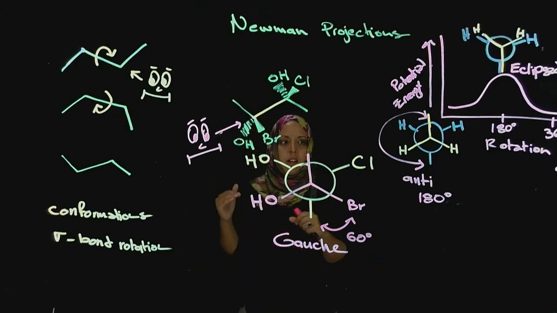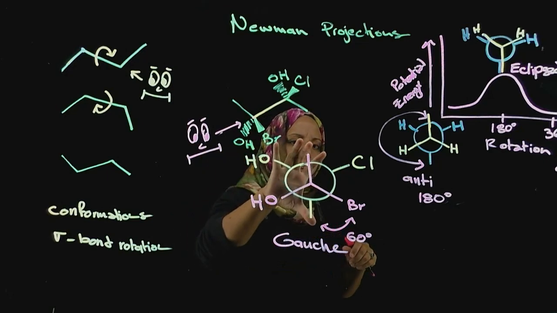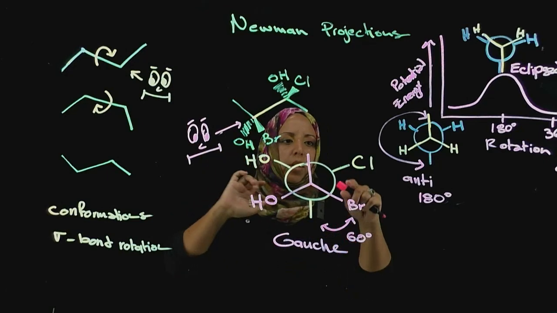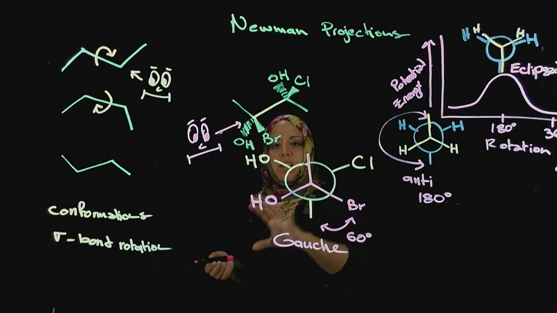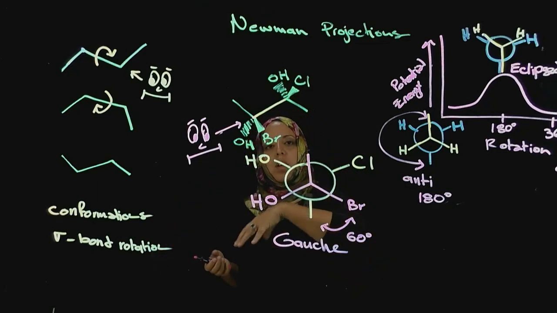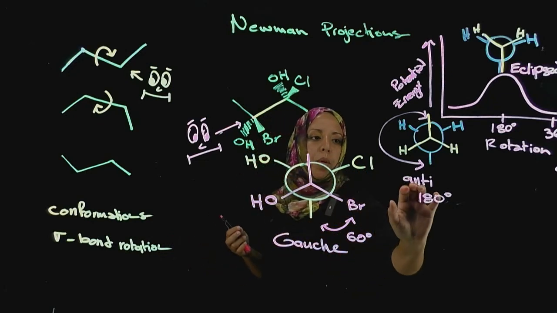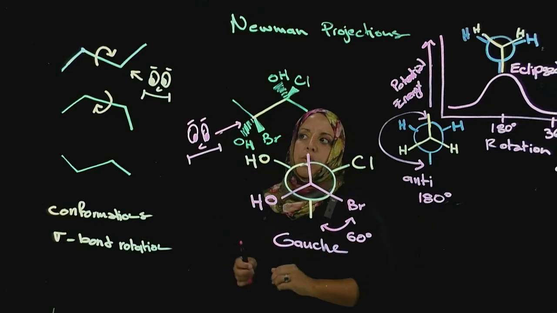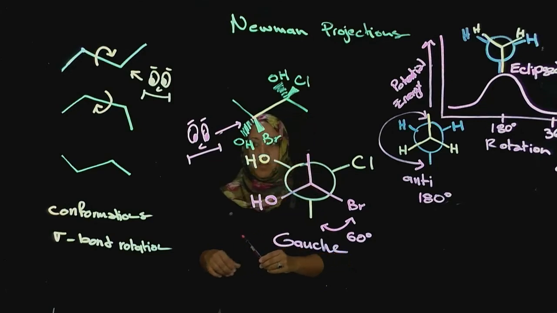Okay, so how do you decide? In this example, are we looking at the alcohol groups? Are we looking at the two methyls? Are we looking at the halogens? How do we decide which structure is more stable when we have a more complex molecule? We look for the bulkiest groups. We want the bulkiest groups within a molecule to be anti to one another, and then that would be the more stable conformation. All right, I hope this was helpful.